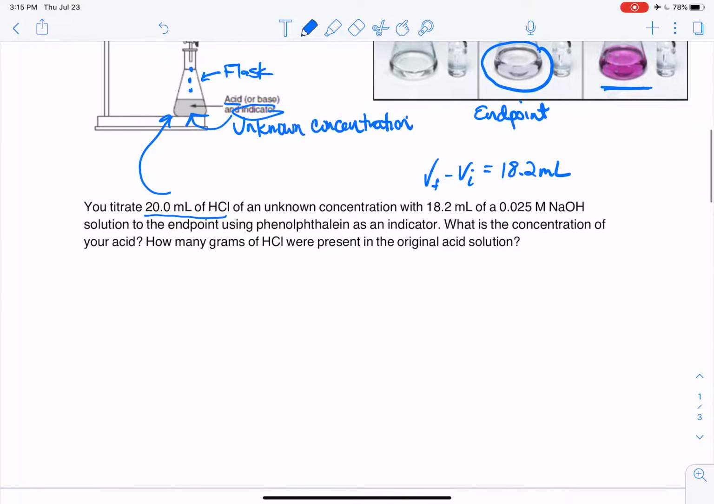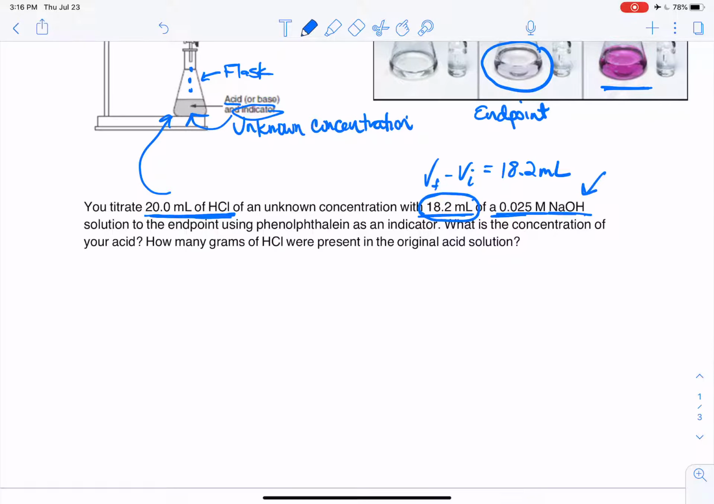All right, so this is how we're going to set it up. Now you've got 3 numerical values here. You've got 20 milliliters of your acid of an unknown concentration, and you have 18.2 milliliters of base, and you know the concentration of the base. So what you're going to do is start with the volume of a substance that you know the concentration of. So you don't want to start with the concentration.